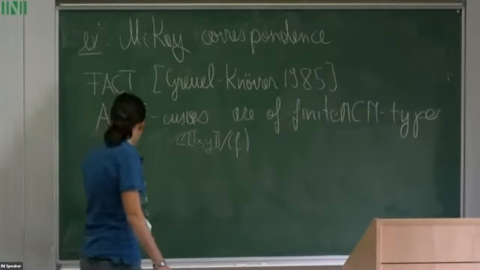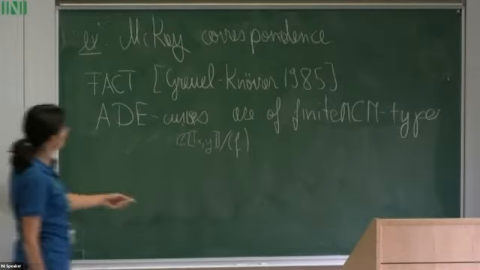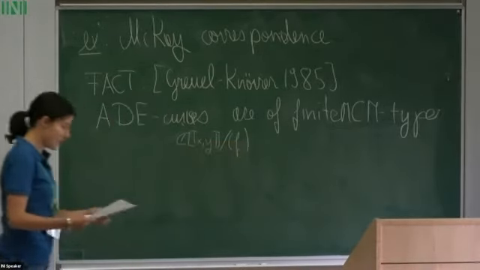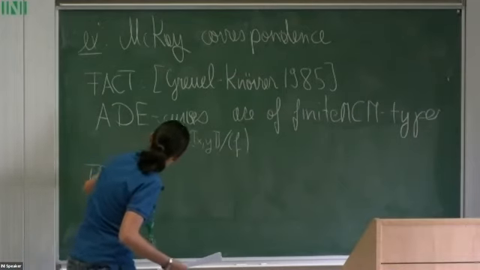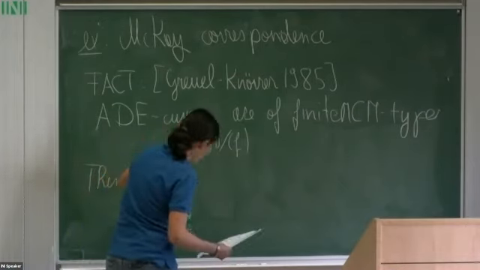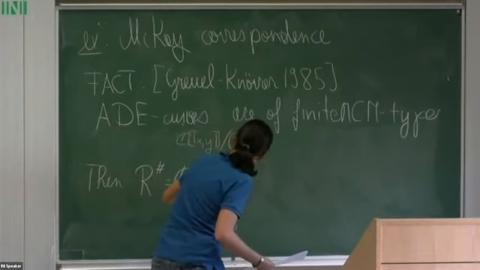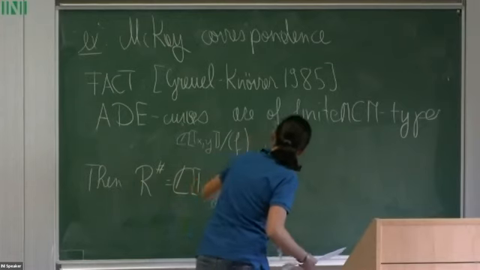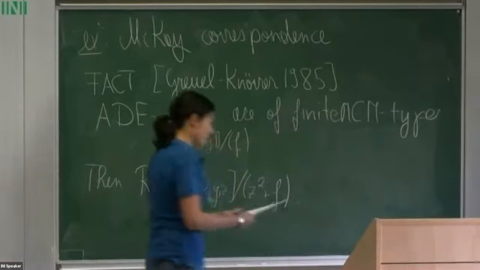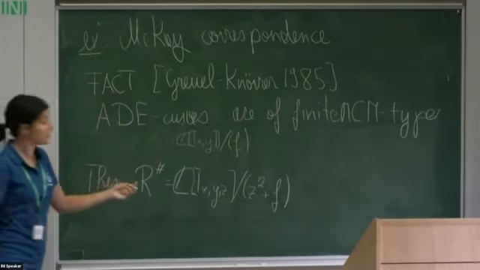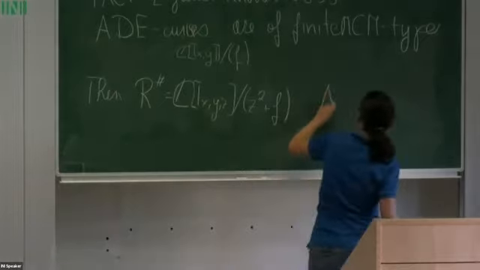Well, now what happens if we do this double cover? We can just add a square to our F here. So the R sharp in this case is then just C[[x,y,z]] modulo z squared plus F. And so, well, what is this? This is an ADE surface singularity.